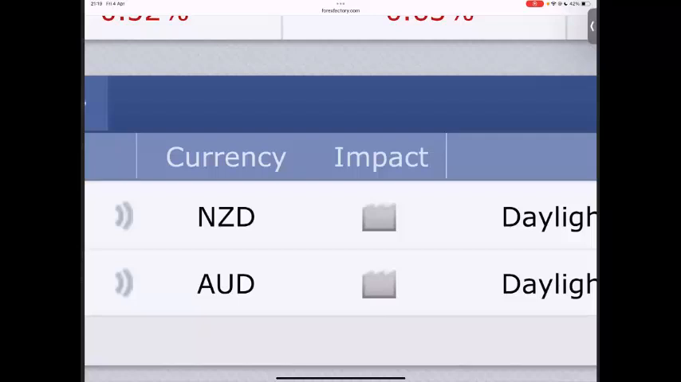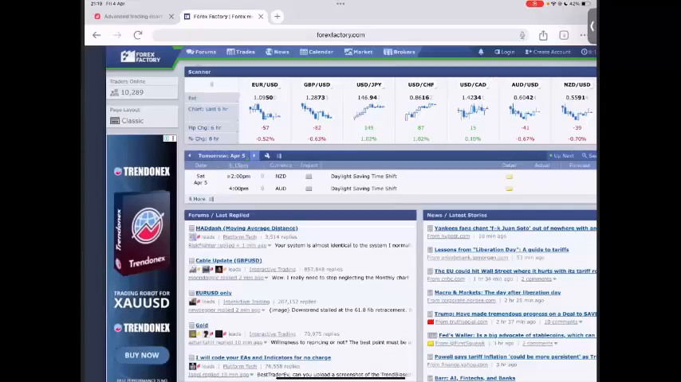If you're using a phone on this forex factory, you'll just be able to scroll and see what you're looking for better on the phone. Forget the roof, on my iPad.